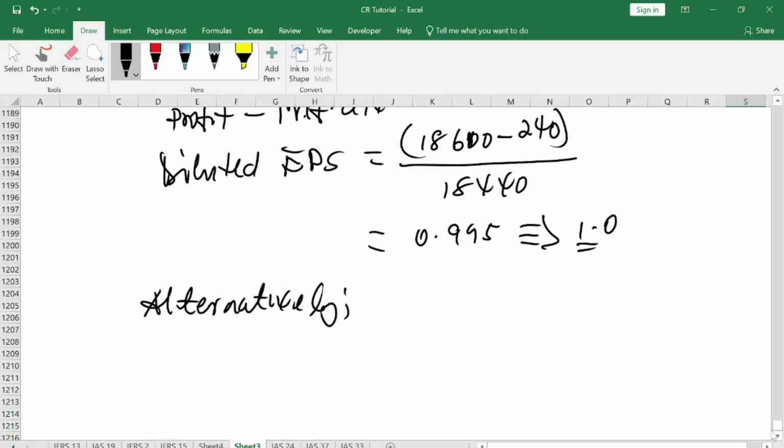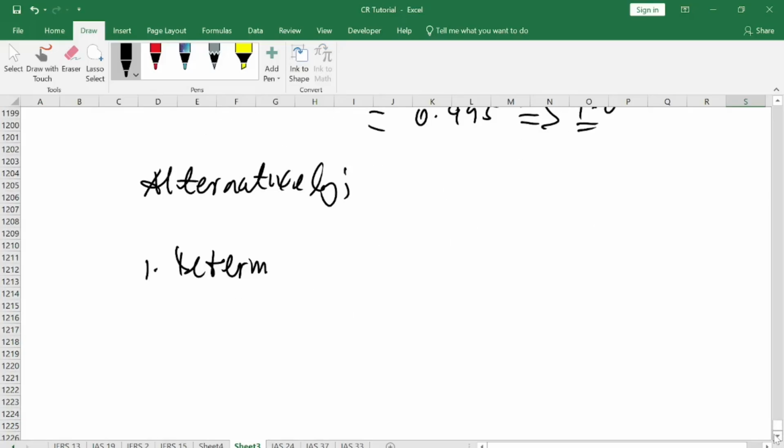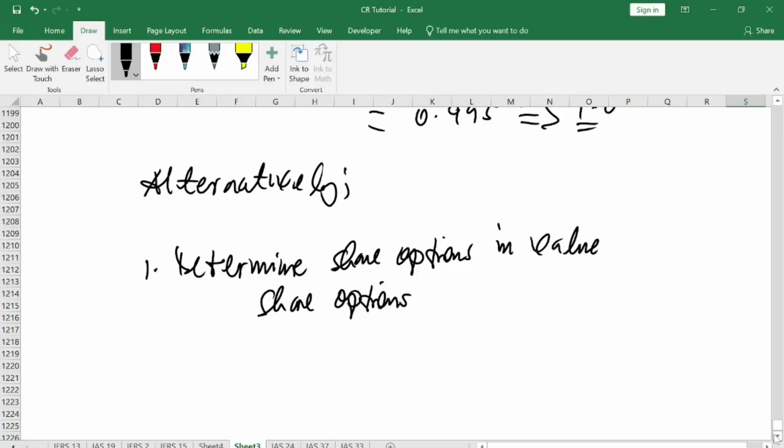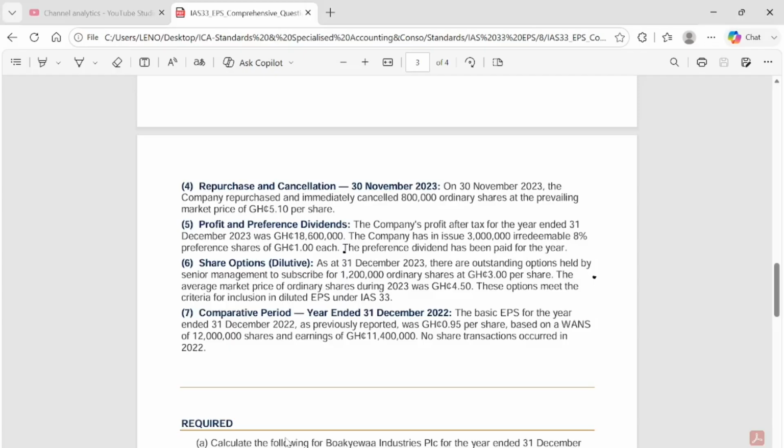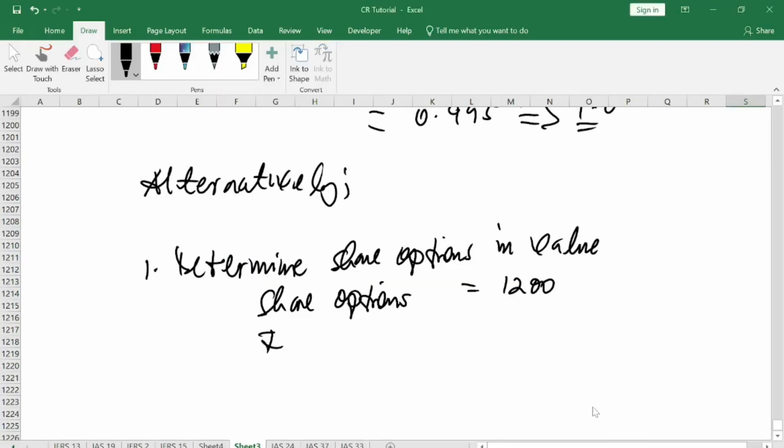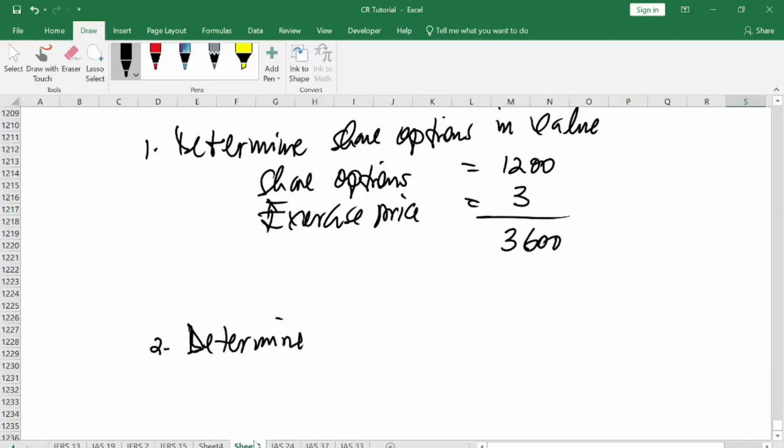Now, alternatively, you can calculate your diluted share options this way. But first, determine the share options in value. They're giving you share options of 1.2 in the question. The share options outstanding is 1,200. And they're giving you the exercise price, which is 3. So when you multiply, that gives you 3,600.